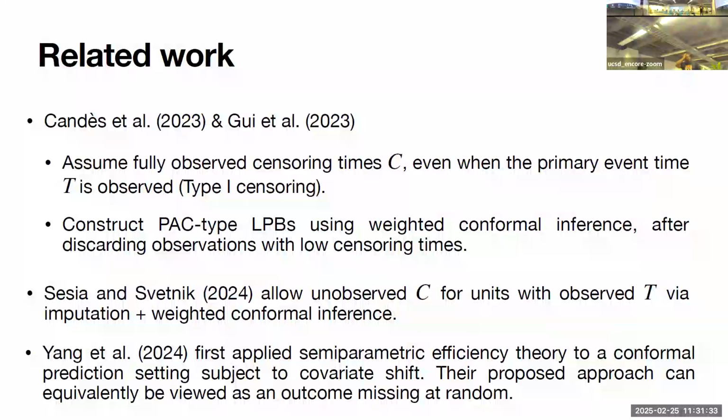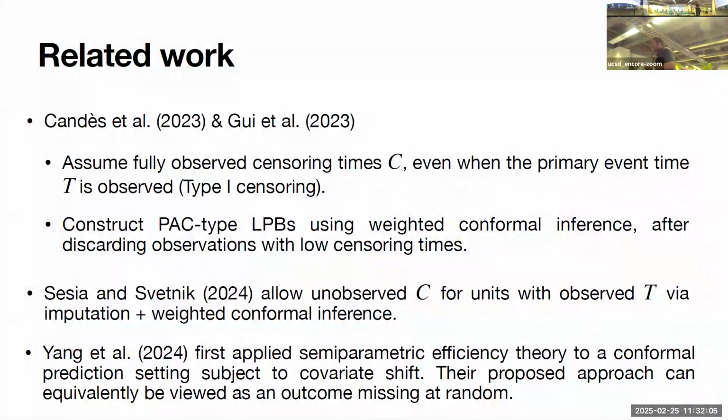So I mentioned earlier that there is some prior work that has considered this problem. Emmanuel Candès, who is a well-known academic in both statistics and machine learning, and Gui and colleagues recently considered a similar problem. However, going back to the question about whether censoring time is fixed, they only consider a case where one fully observes the censoring time.